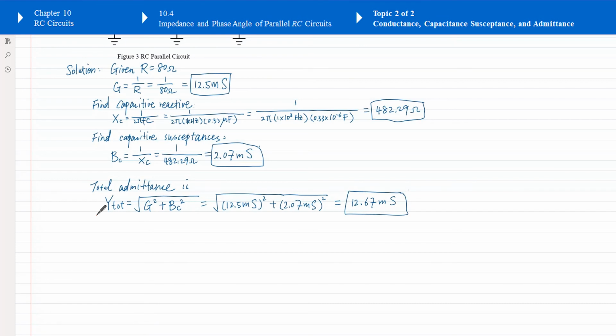Now we find the total admittance. We are ready to find the impedance. Since total admittance equals 1 over impedance, this implies impedance is 1 over admittance. So since Z equals 1 over Y, and we just calculated Y, that is 12.67 millisiemens, we can find the total impedance. Use calculator, I got 78.9 ohm.